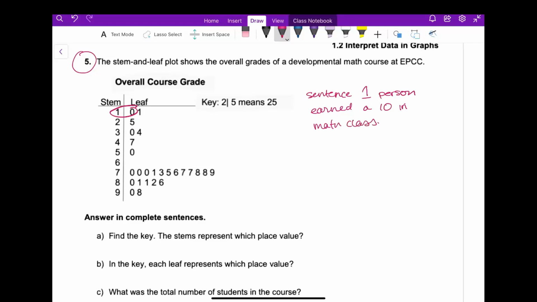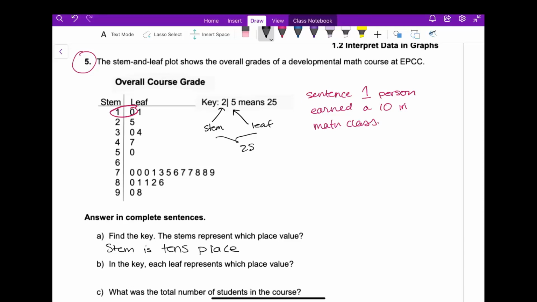Okay, I feel like I understand. I feel like I'm ready to tackle the sentences. Don't forget to answer in complete sentences. Find the key. Ooh, okay, I know where the key's at. The stems represent which place value? So let's label this. This is the stem. This is the leaf. It's always in this order. Okay, so if together they make a 25, then the stem is in the tens place.